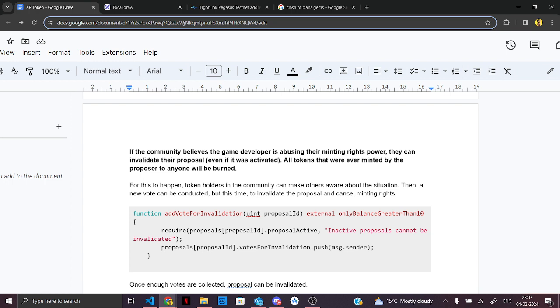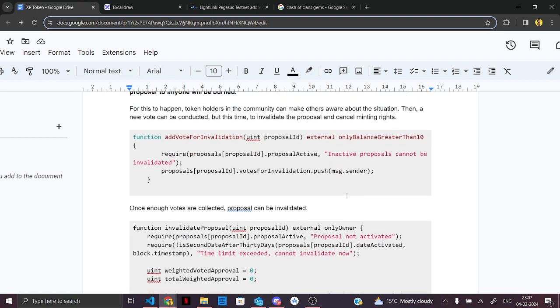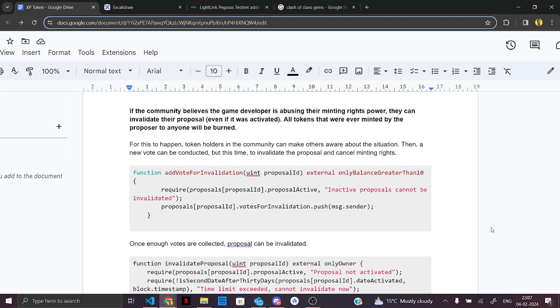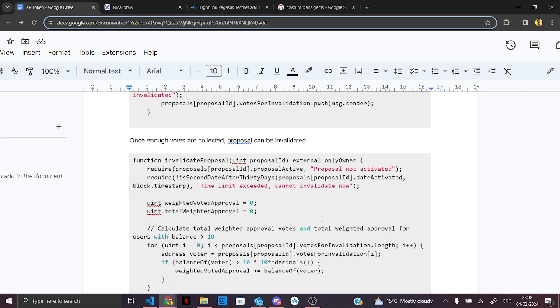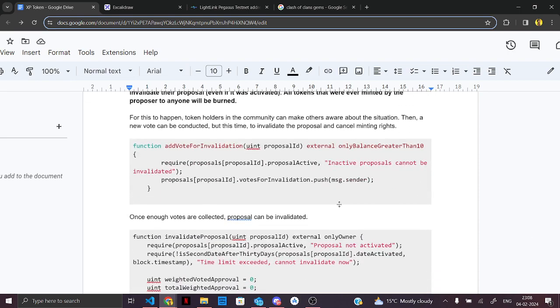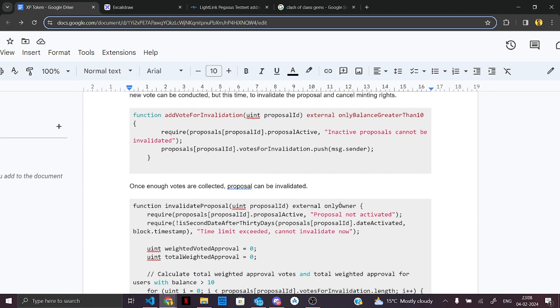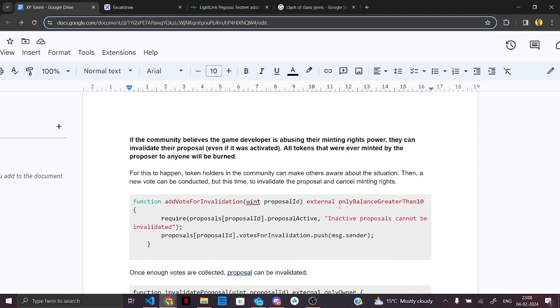So for this to happen, we have also created a way for anybody to vote for invalidation of a proposal. So a community discussion, let's say, happens, and one community member sees that this game developer is actually malicious, so they'll spread the word, and there can be a vote for invalidation, and once enough votes are gathered, invalidate proposal can be called, and the proposal will be invalidated, and all tokens ever minted by this proposer will be burned.